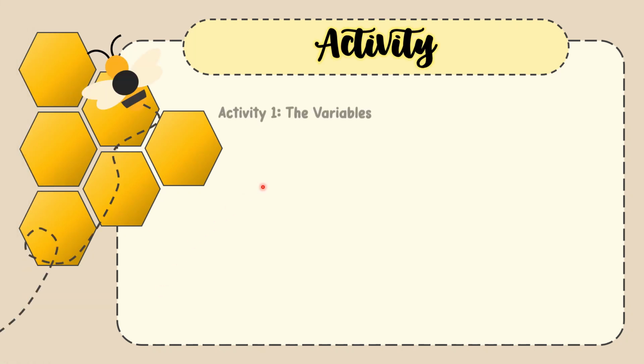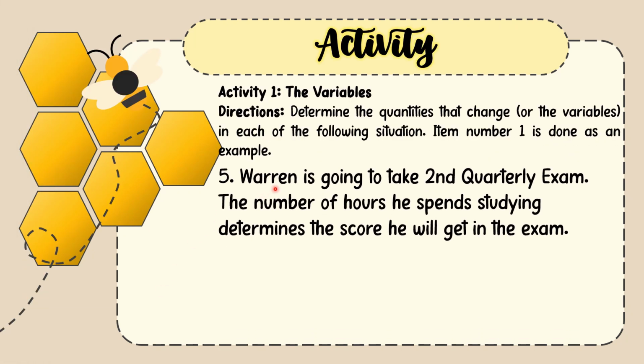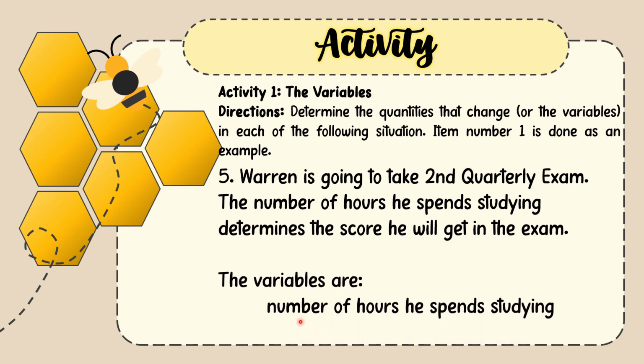For activity number 5, Warren is going to take the second quarterly exam. The number of hours he spends studying determines the score he will get in the exam. So the variables for this situation are the number of hours he spends studying and the score he will get in the exam. Those are the variables for the different types of situations.